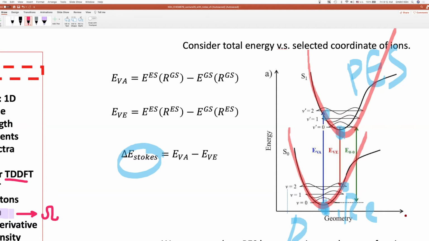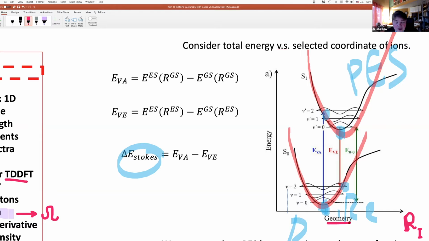I don't know what VA means. I have no idea what VA means. So yeah, I'm listening. Yeah, I said I don't know what the VA means. Capital A for position of ions, the geometry. Make sense?